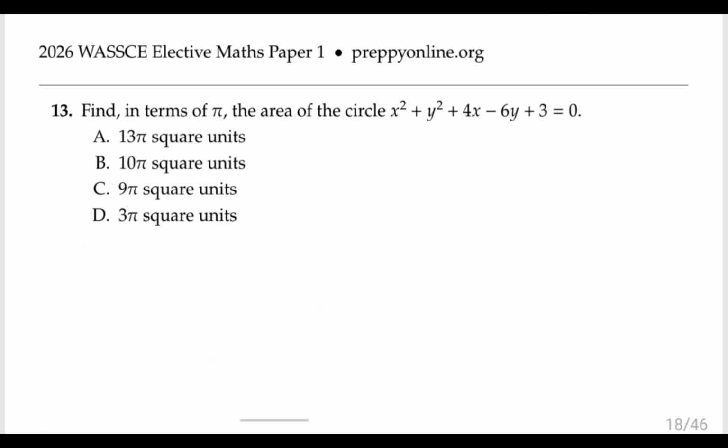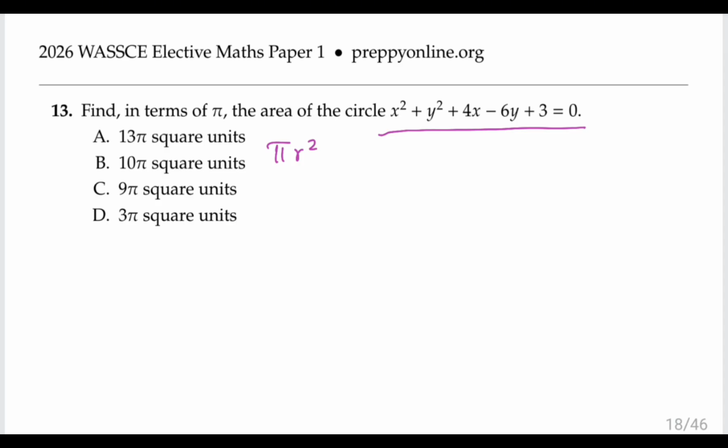Question 13. Find, in terms of pi, the area of the circle x squared plus y squared plus 4x minus 6y plus 3 equals 0. So we're given a circle and we're supposed to find the area. Well, one thing we'd like to know is the radius. If we could get the radius of the circle, then we could find the area using the formula for area, pi r squared. So we're going to try to find the radius.